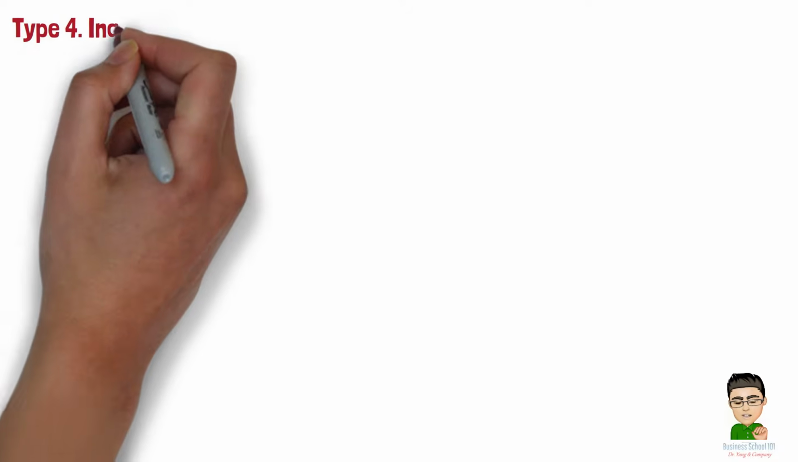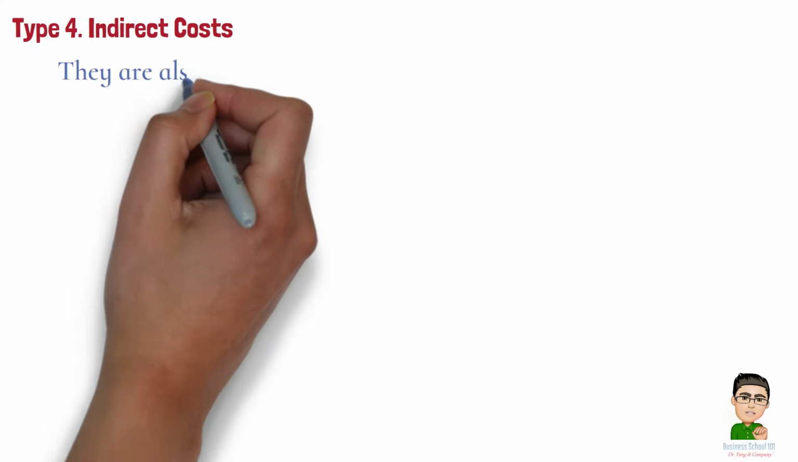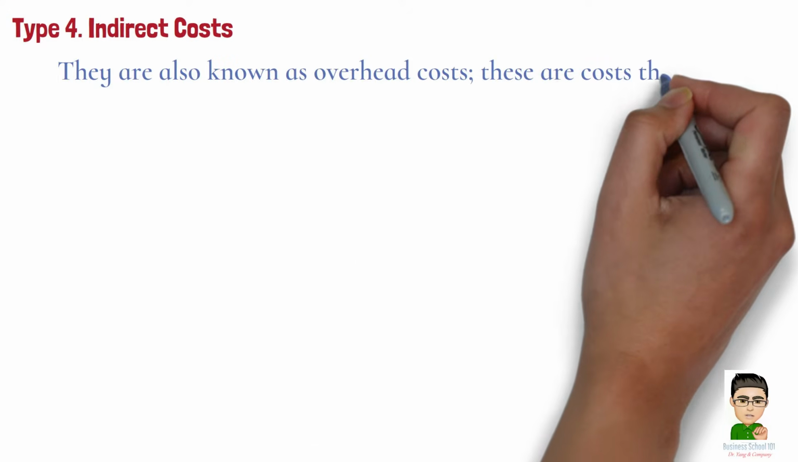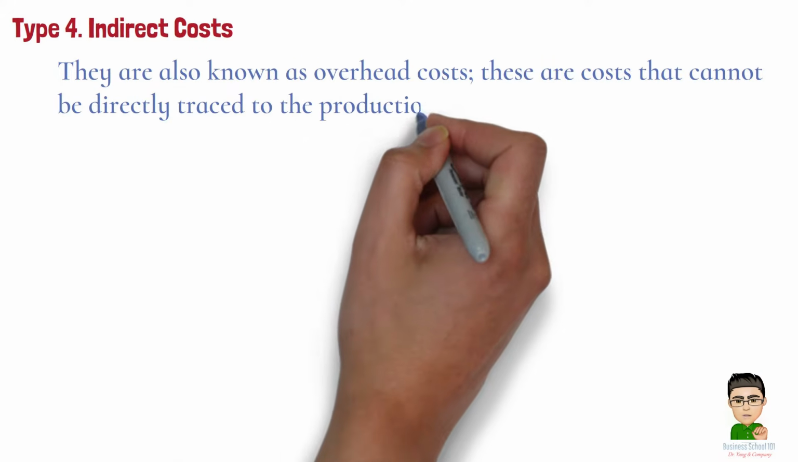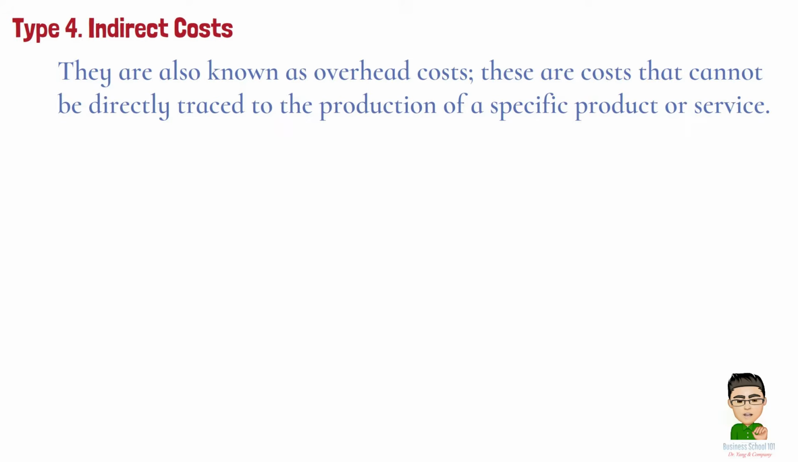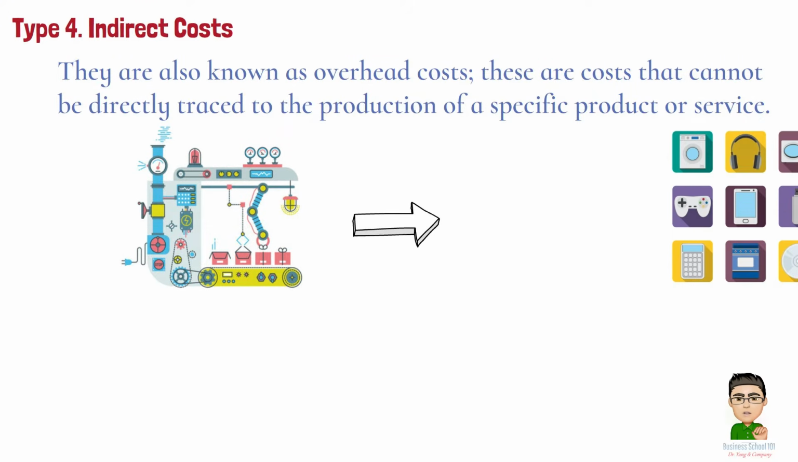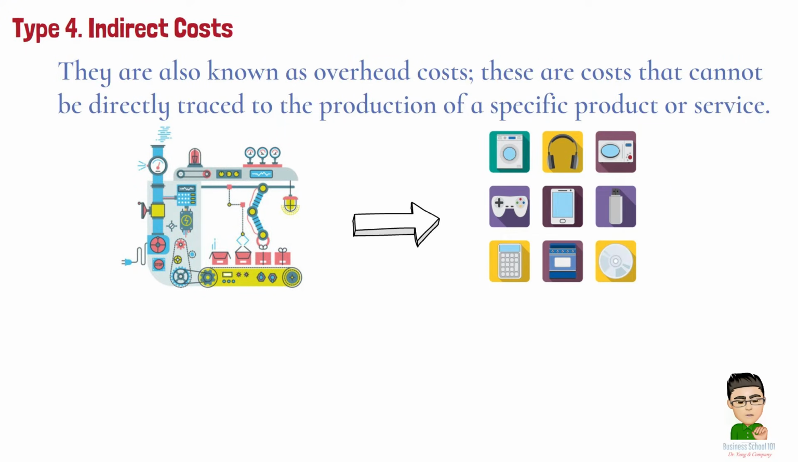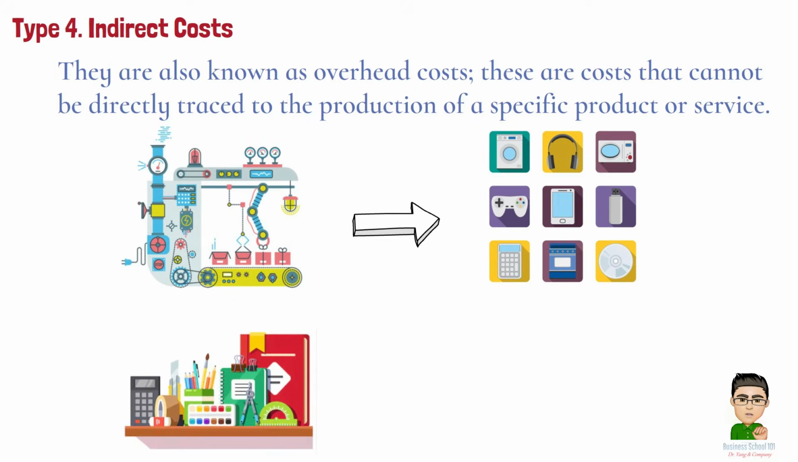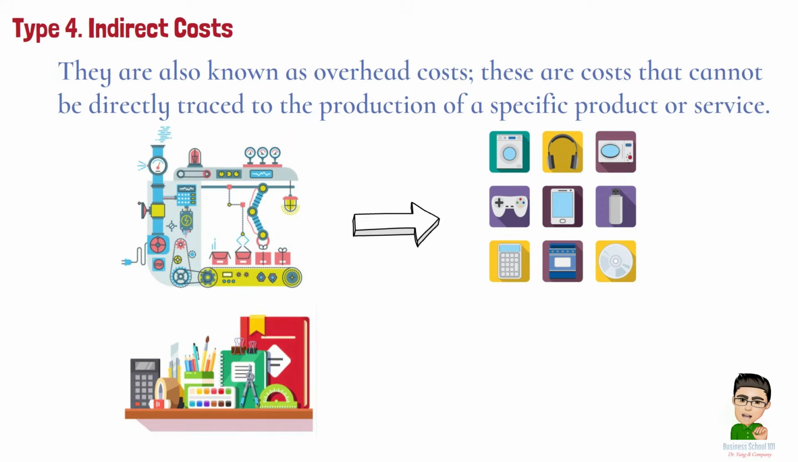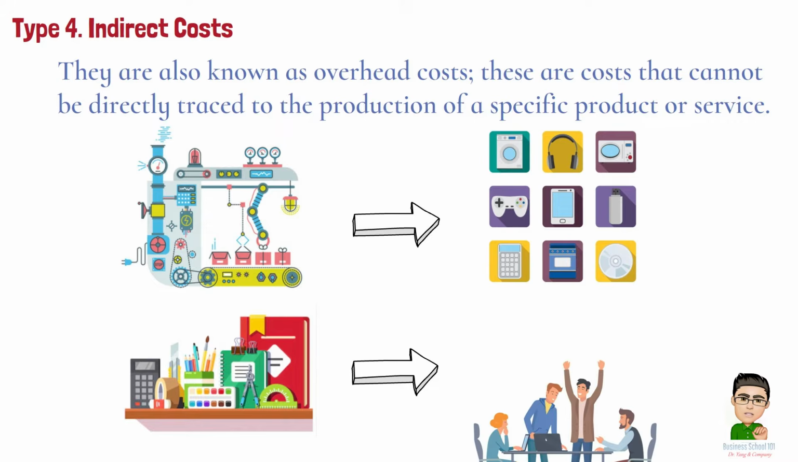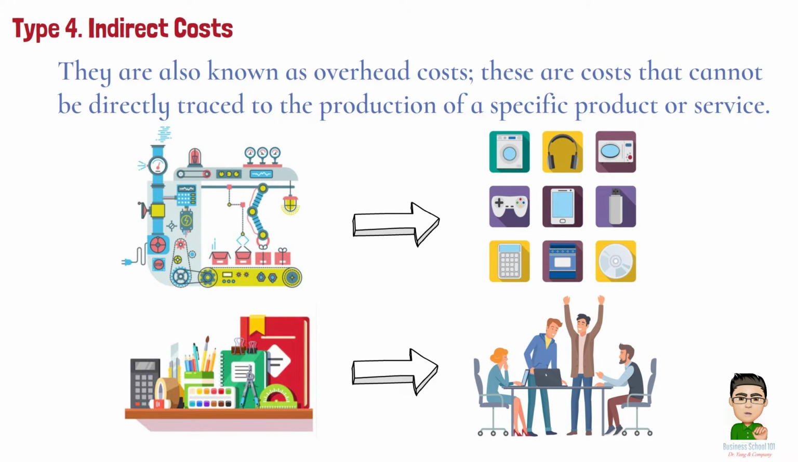Types 4. Indirect costs. They are also known as overhead costs. These are costs that cannot be directly traced to the production of a specific product or service. They are shared across all products or services. Example 1. A factory's maintenance costs for machinery are indirect costs because they are used for the production of various products, not just one. Example 2. Office supplies like paper and printer ink for a law firm are indirect costs, as they are used by all employees, not just those working on a specific case.